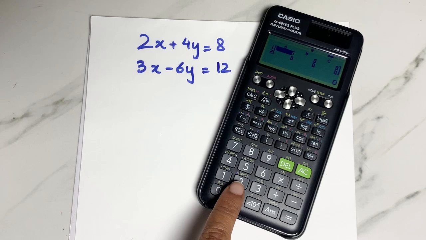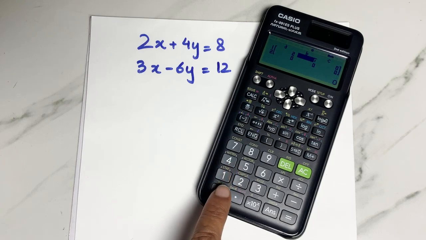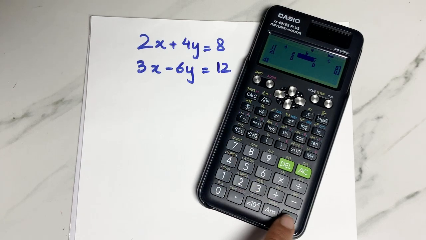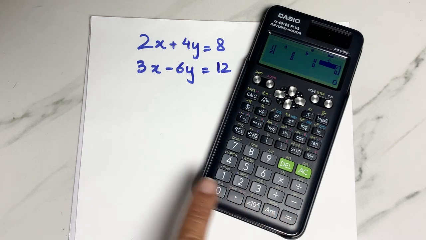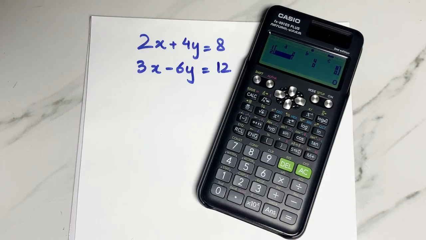In my first equation it's 2x, so I will press 2, then I will press the equal to sign. Then it's plus 4y, so I will press 4, then again the equal to sign. It is equal to 8, so now I will press 8 and then the equal to sign.